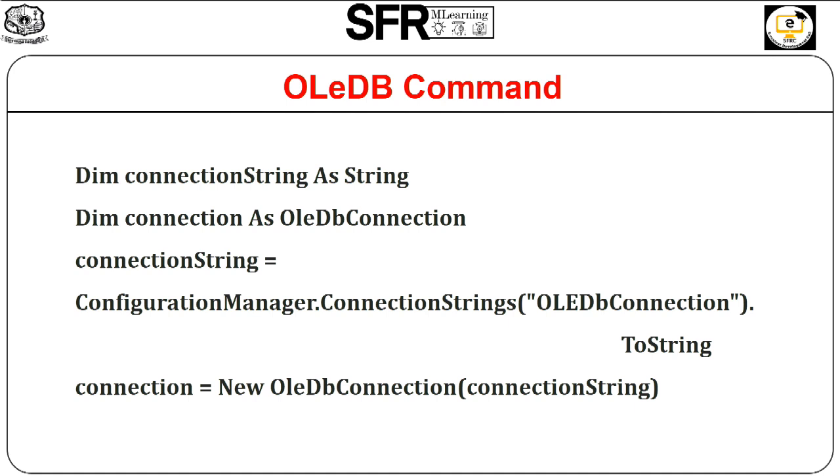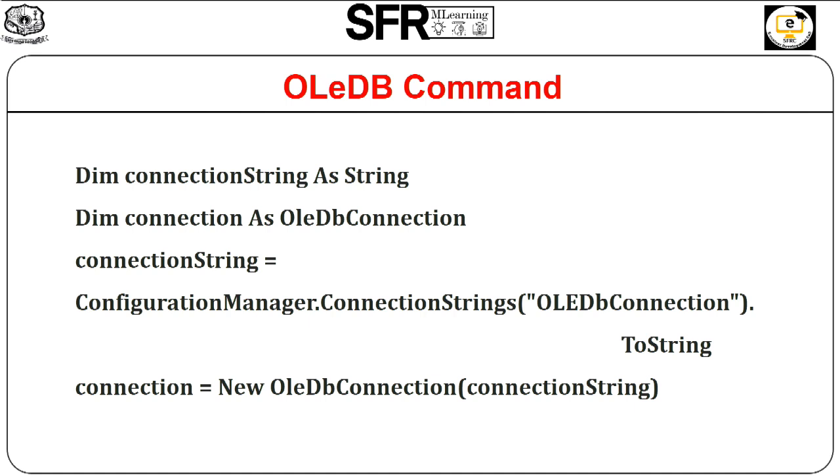So connection is equal to New OleDbConnection. Within the parentheses we are going to pass the connection string, which is the string that is going to connect our ASP.NET and our database. So the general syntax is Dim connectionString as String, Dim connection as OleDbConnection. So we are going to establish an OLEDB connection, so we have to give it as connection as OleDbConnection. Now we are going to pass the argument for our connection string, so we have to use ConfigurationManager, which will create a connection between our ASP.NET and the database.